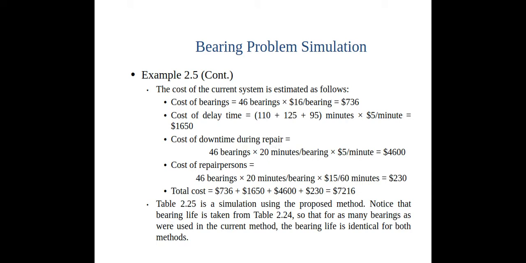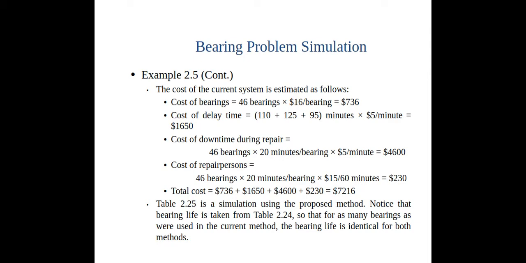Next is the cost of downtime during repair. Each individual bearing repair requires 20 minutes, and we calculated 46 bearings in total before, at $5 per minute for downtime, which costs $4,600. That is the downtime during repair. And the cost of the repair person is for 46 bearings, 20 minutes per bearing, and 60.